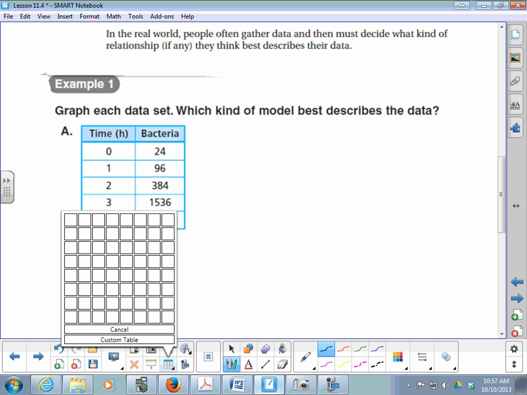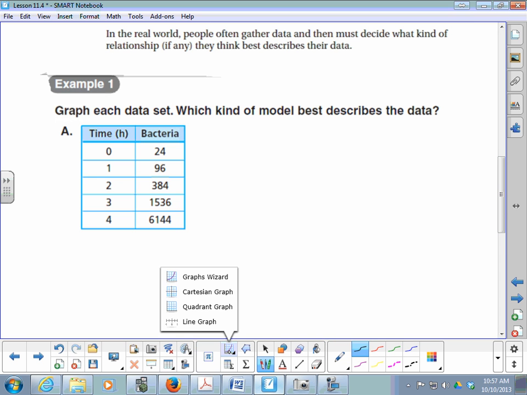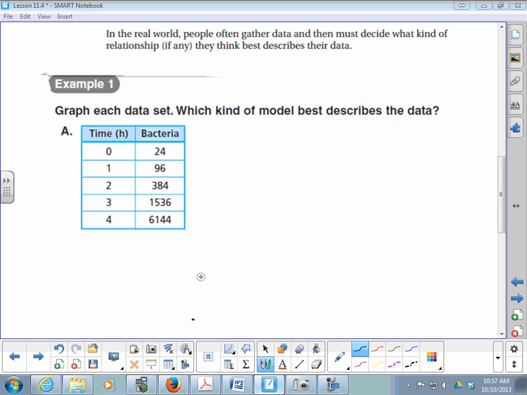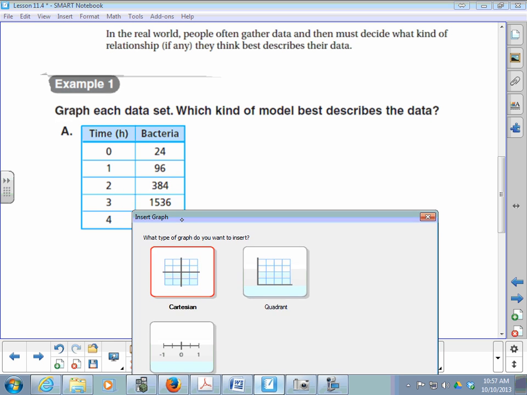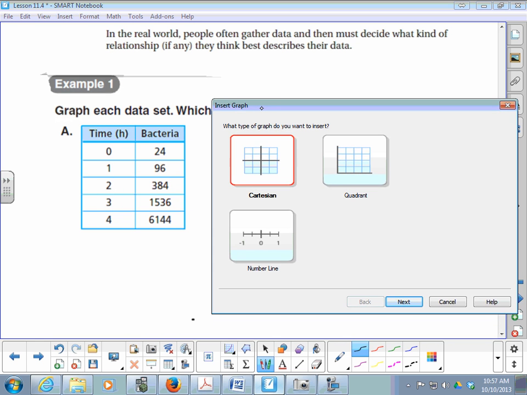So if I put a graph in here, not a table, put a graph. Now, in this graph I've got these numbers 0, 1, 2, 3, and 4, and 24, 96, 384, 1,536, and 6,144. So should I make a Cartesian graph or just a quadrant graph for this? Because these are all just positive numbers, right? So we can go with a quadrant graph.